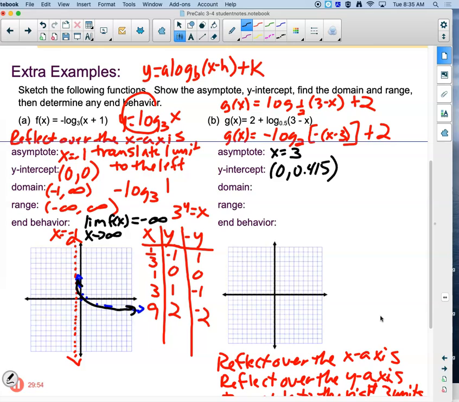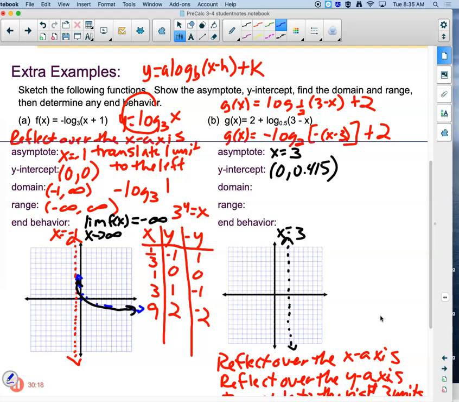Domain, well, let's take a look at that once we get all these reflections taken care of. And you could do it now if you wanted to, but usually it's helpful for people to see the graph and make sure that everything's looking the way it is. Range we know is going to be negative infinity to infinity, but let's get going on the graph so we can feel a little bit better about this.